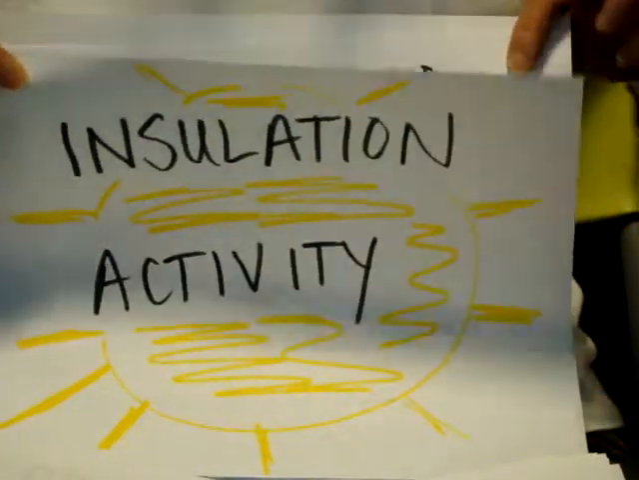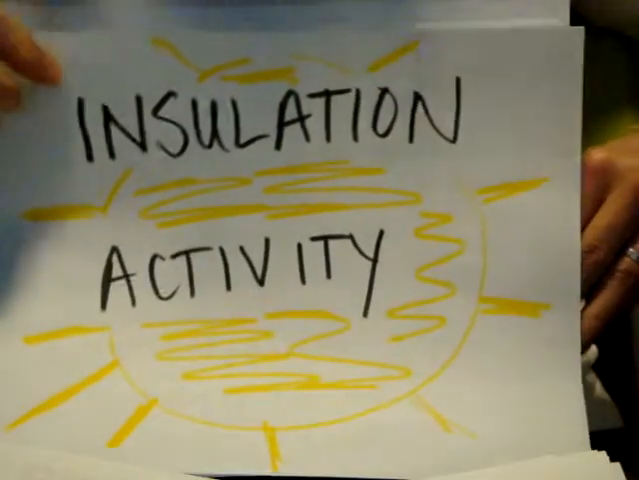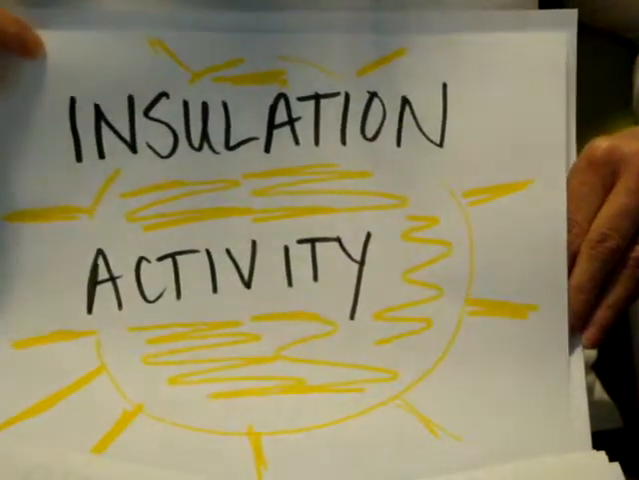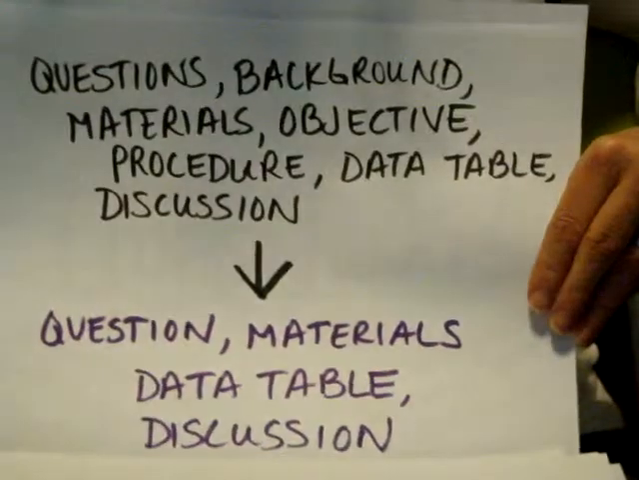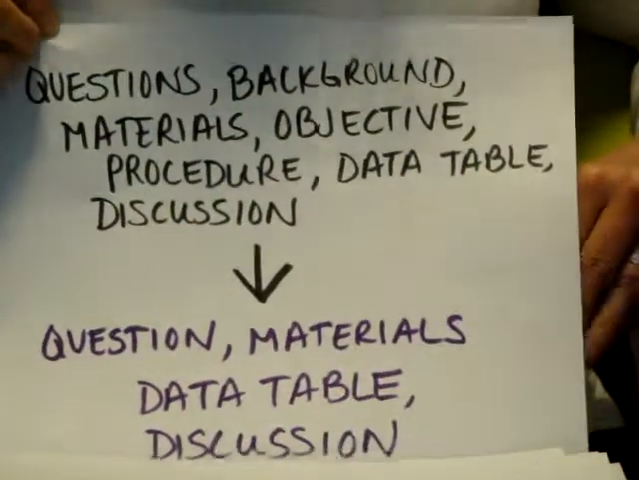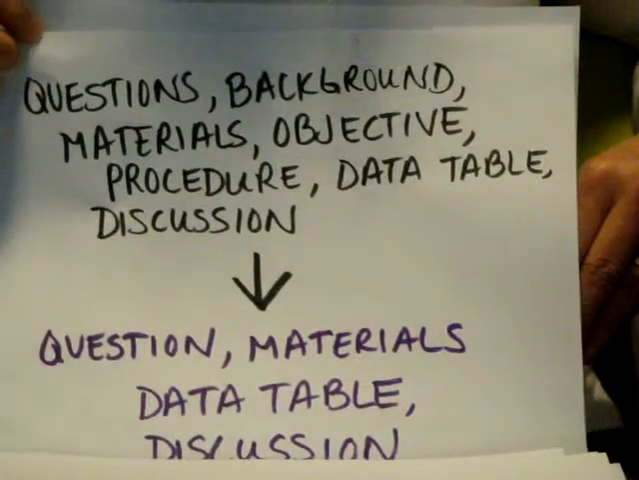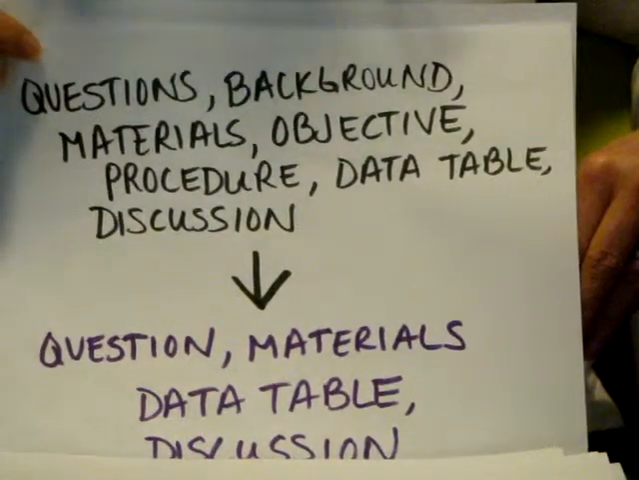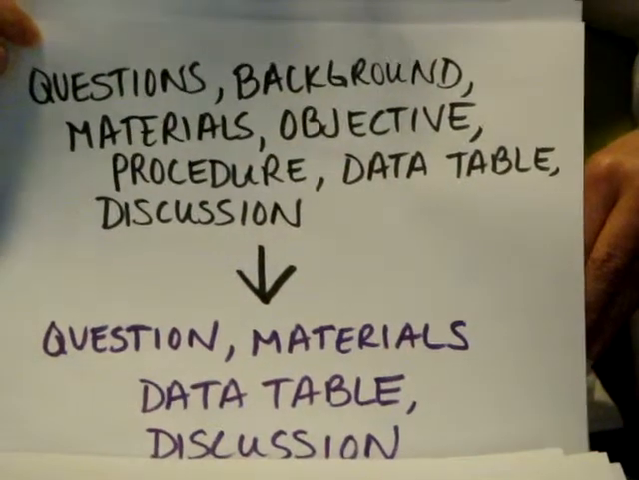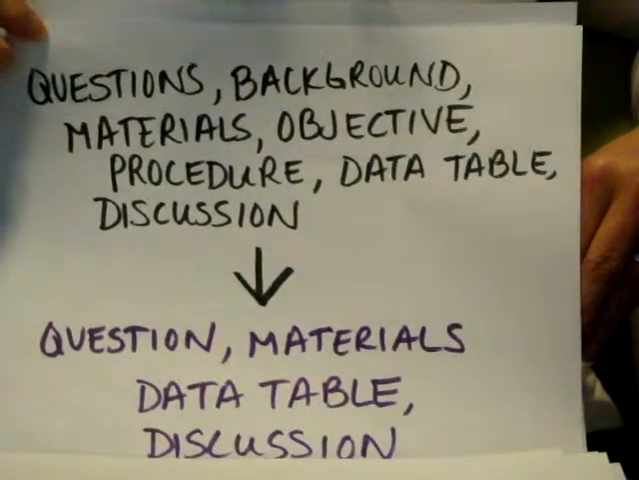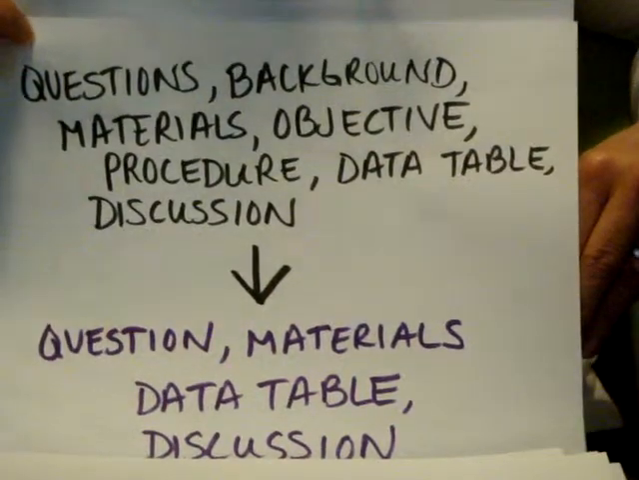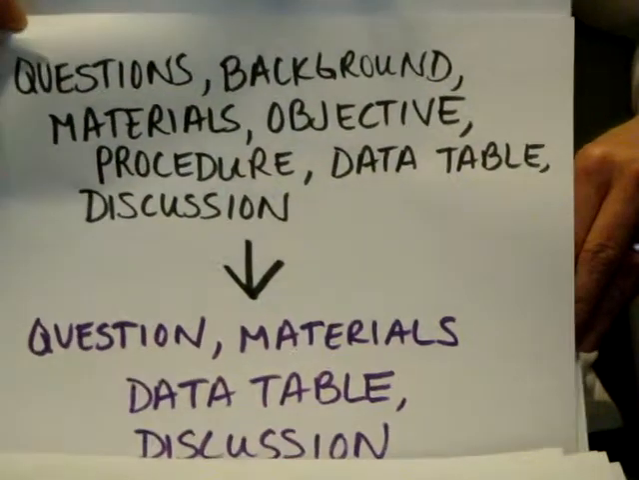A classic activity done in elementary and middle school classrooms is talking about insulation. So the old school cookbook way to do it is to provide jars and thermometers and have all the questions, the background information, the materials, the procedure, and the students just go step by step. You can make it a little more inquiry by taking out a few of those and providing the question, some materials, a data table, and discussion.